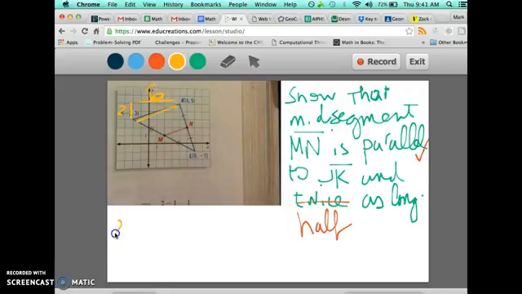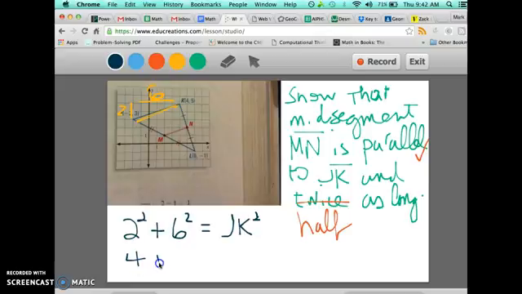So 2 squared plus 6 squared equals JK squared. That means 2 squared is 4, 6 squared is 36. So that means 40 equals JK squared. So JK must be the square root of 40.